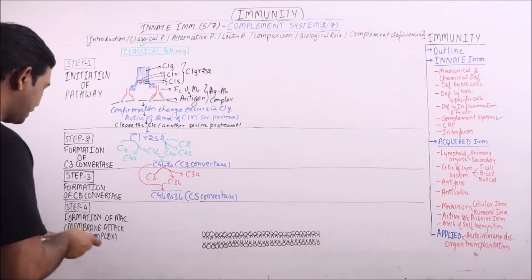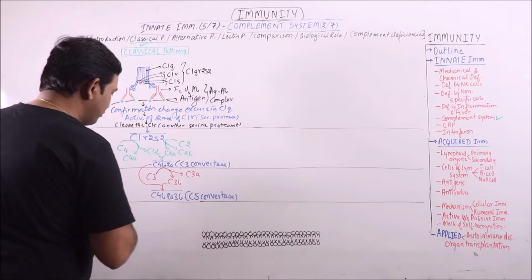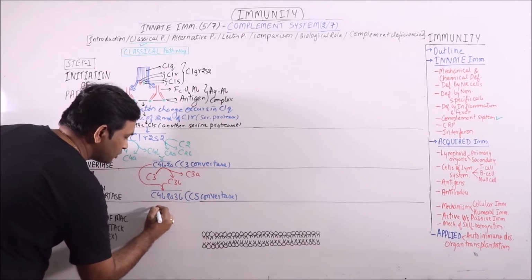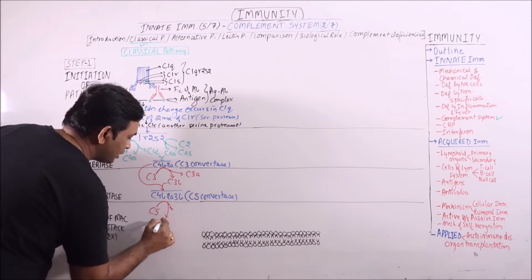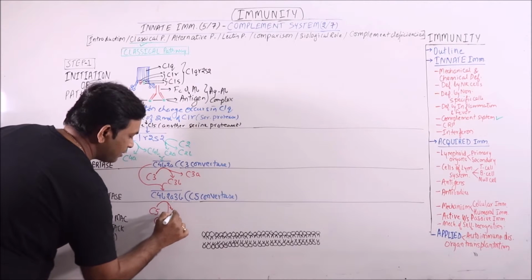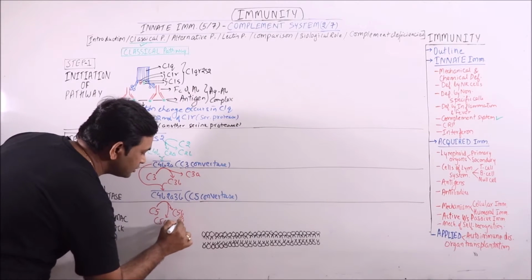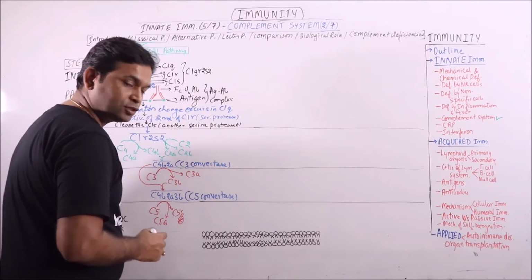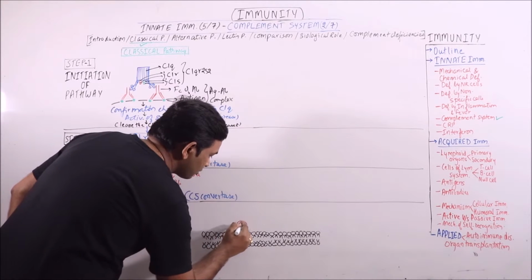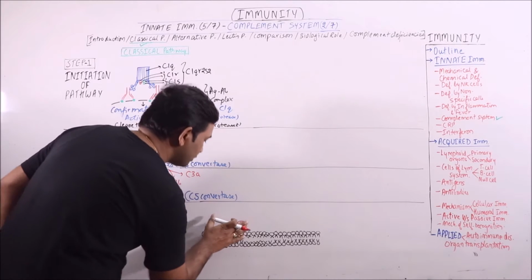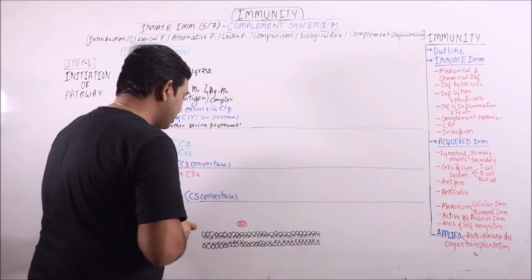Once C5 convertase is formed, it will result in formation of membrane attack complex. How it will work? This is C5 convertase, so it will convert C5 into C5A and C5B. Once C5B is formed, it will come closer to the membrane, and this is C5B, and it will recruit.